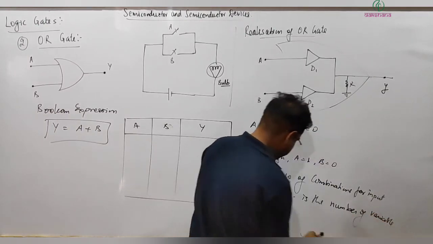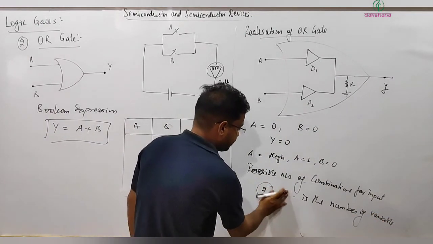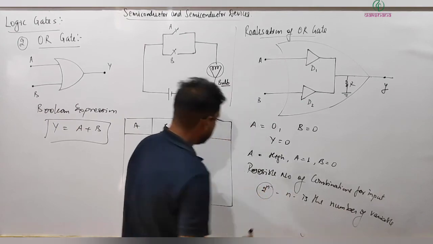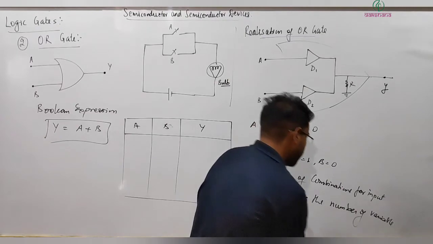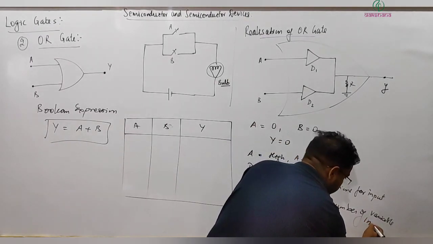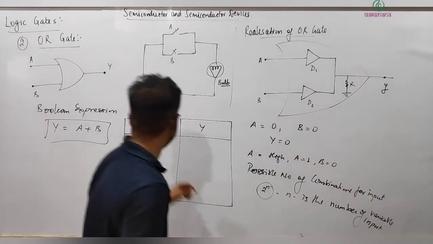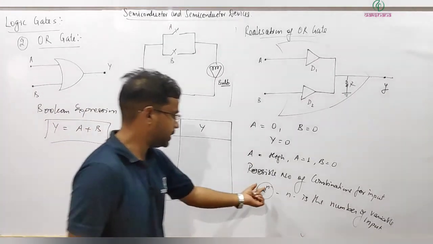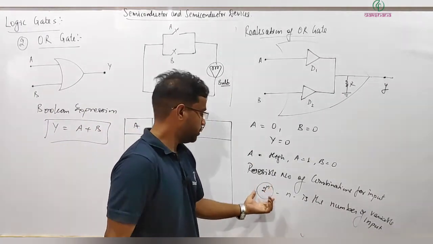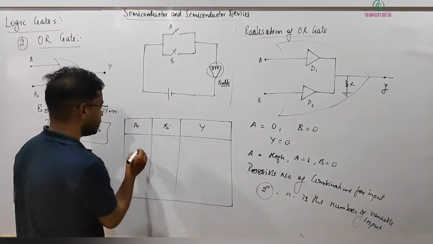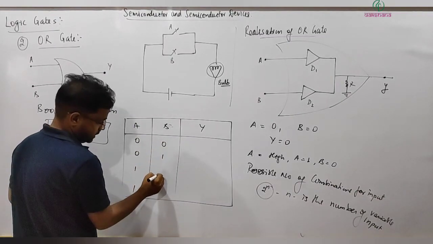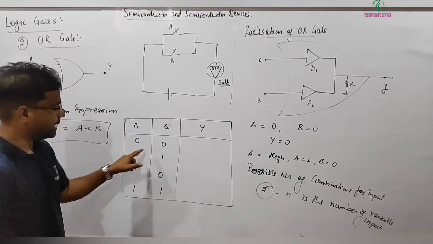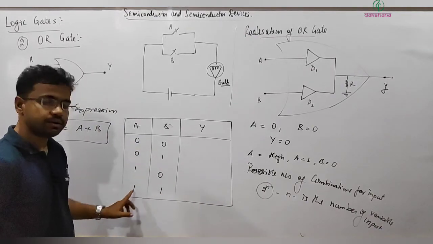So how many variables are there? N is the number of input variables. So here we have only two input variables, A and B. So 2 raised to power 2 means 4 possible combinations will be there: 0 0 1 1, then 0 1 0 1. So these are one combination, two combination, third and fourth.